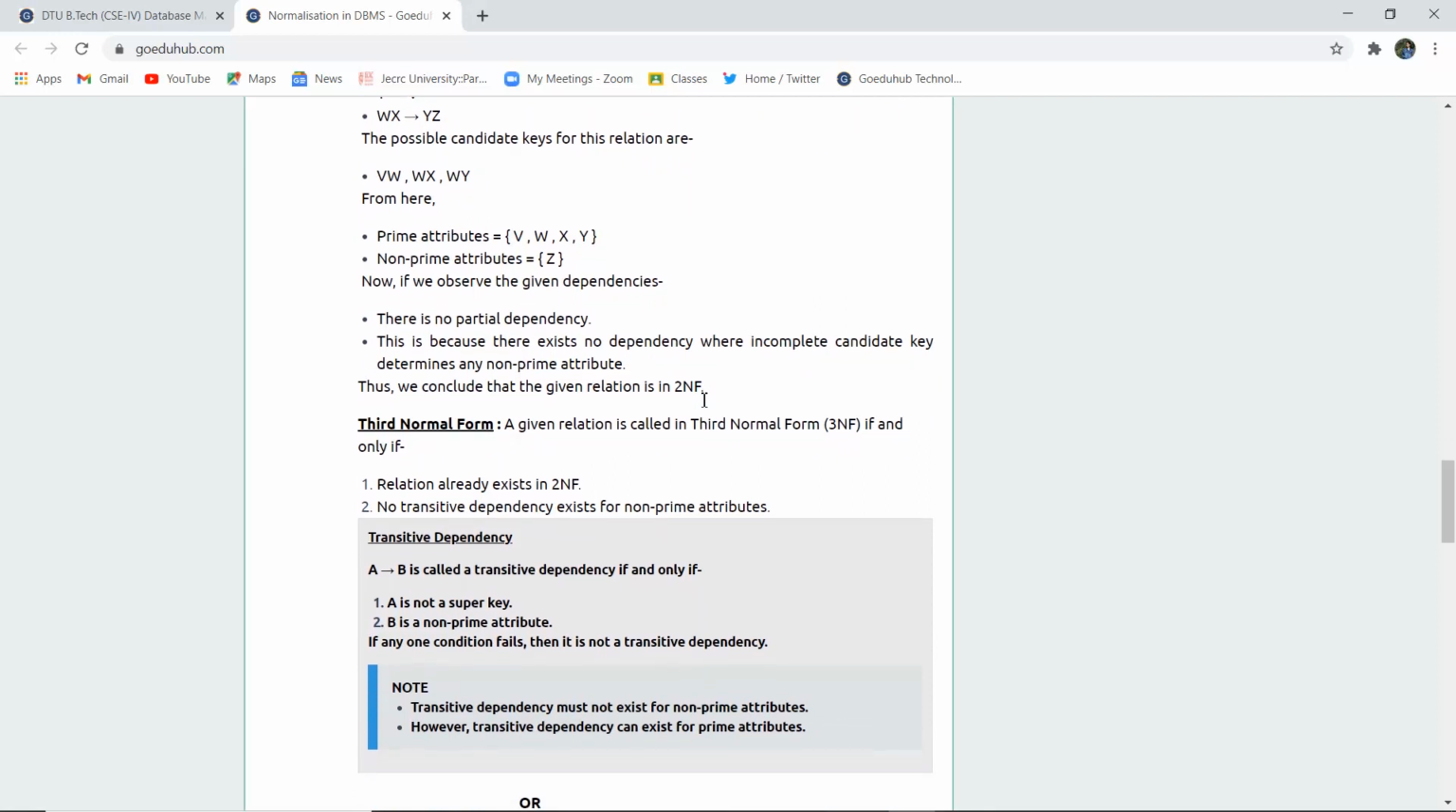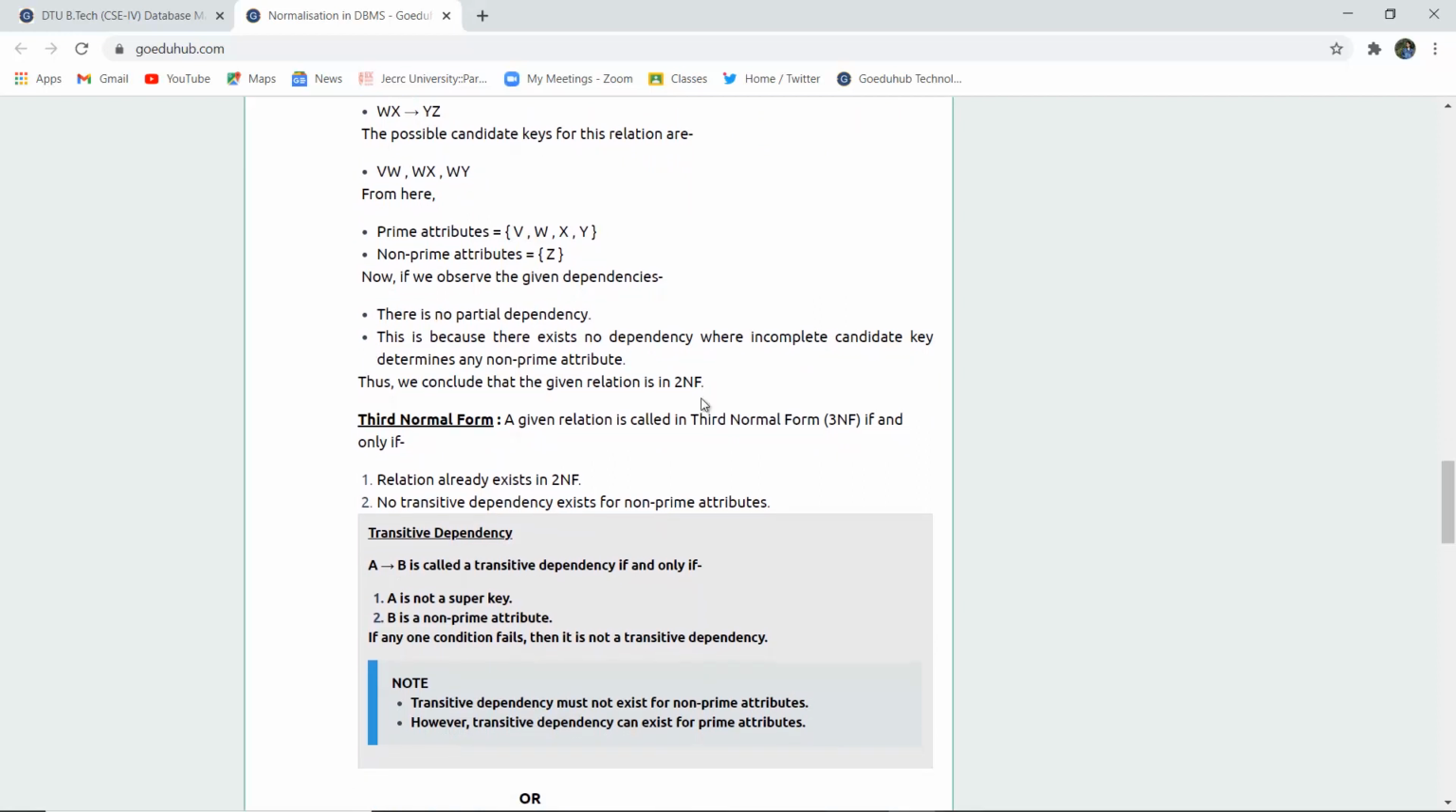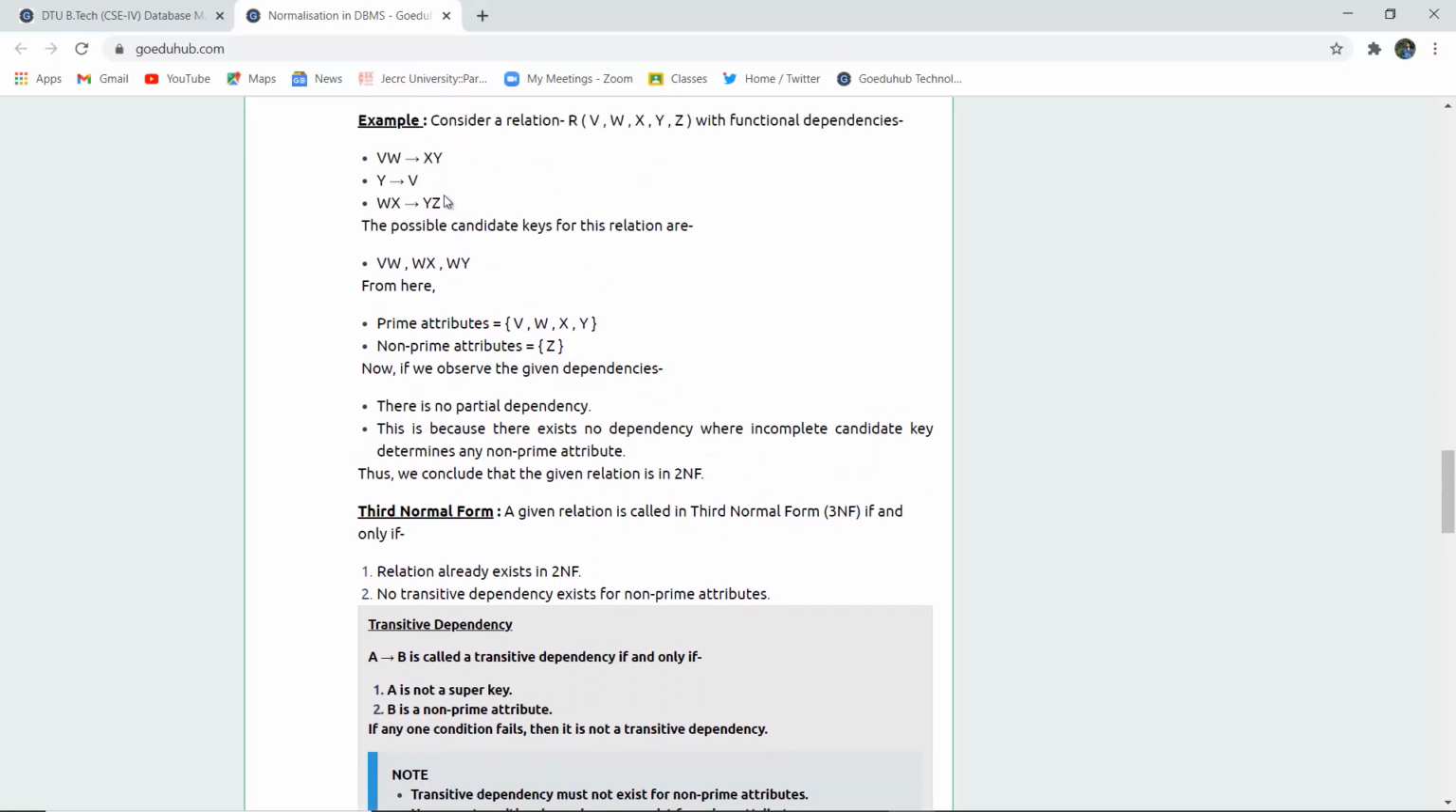If we observe the given dependencies, there is no partial dependency. This is because there exists no dependency where an incomplete candidate key determines the non-prime attribute. That is, Z is not determined by any incomplete candidate key. So we can conclude that the given relation is in 2NF. This is how we can conclude that a relation is in 2NF.